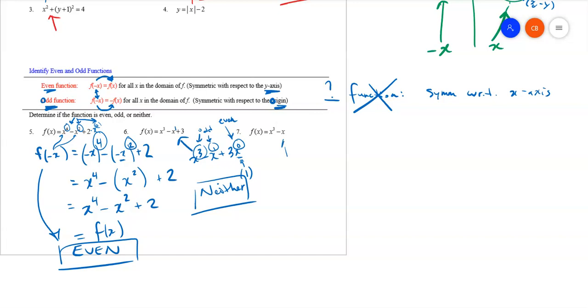Here this one has only odd powers because this goes x to the 1st power, so this one for sure will be odd. But you can check by checking what f of negative x is. You will see that it is the exact negative of what we have here for f of x.